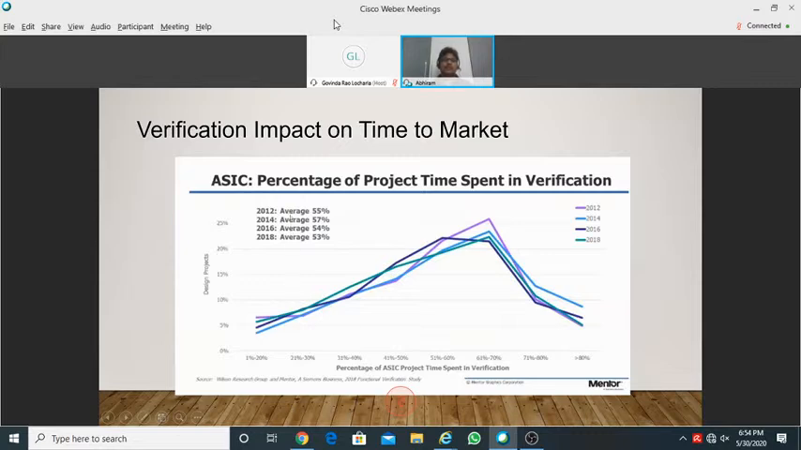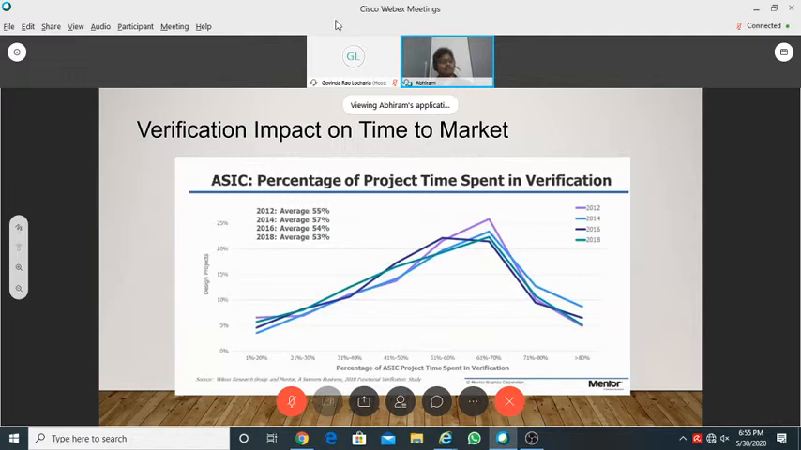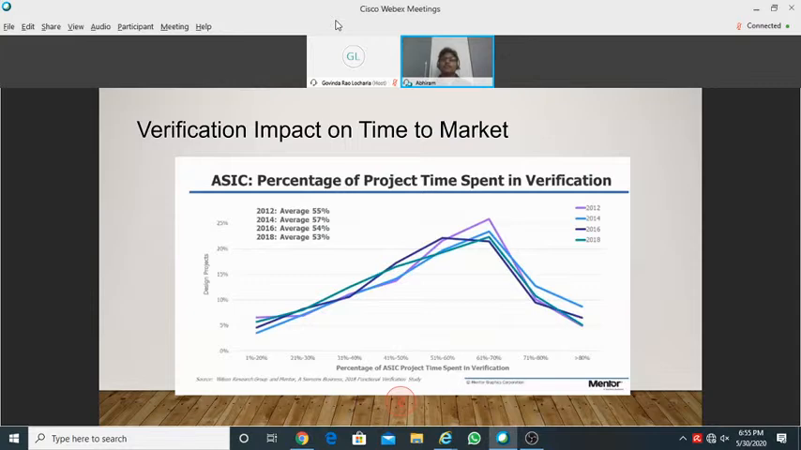But if you see, there is not much change. Even from 2012 to 2018, over the last 6 to 10 years, there is no big difference in the amount of time that has been spent on verification. That still remains the same because of the technology node: you are going into 7 nanometer, 5 nanometer, which means you are putting in more logic, which means you have to spend more time in verification. That is what this slide explains.